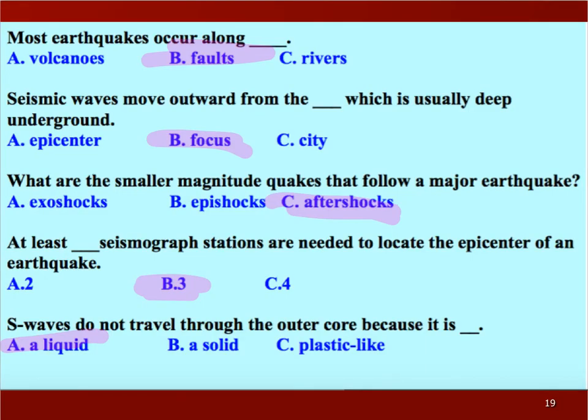This just goes over a couple practice questions. First, most earthquakes occur along faults. Seismic waves move outward from the focus, which usually is deep underground. The smaller magnitude quakes that follow a major earthquake are called aftershocks. At least 3 seismograph stations are needed to locate the epicenter of an earthquake, and S waves do not travel through the outer core because it is a liquid.